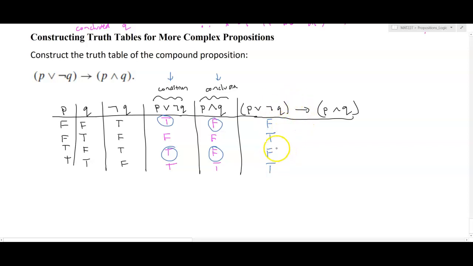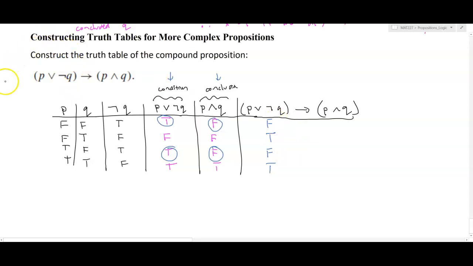And so these are the truth values of P or not Q implies P and Q. So when P and Q are both false, this if-then statement is false. When P is false but Q is true, the if-then statement is true. When P is true but Q is false, the if-then statement is false. And when both P and Q are true, the if-then statement is true. And that really wraps up using truth tables.